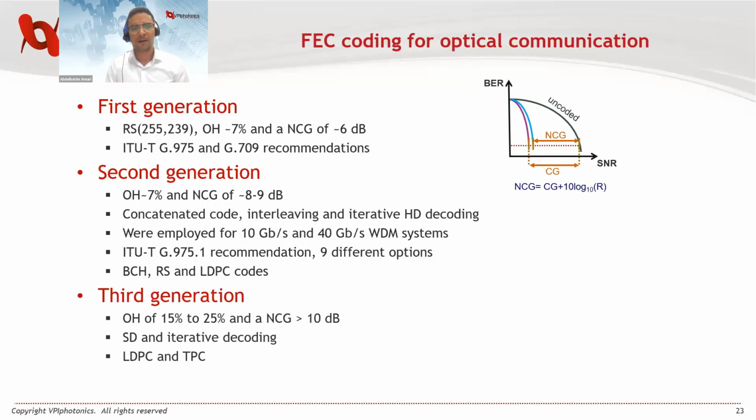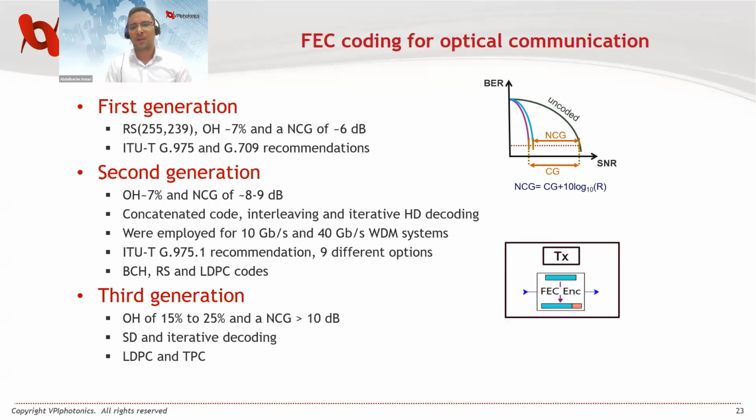The third generation allows higher overhead, 15% to 25%, with higher coding gain of more than 10 dB net coding gain. And it uses soft decision with iterative decoding. Soft decision decoding provides better performance in comparison with hard decision, up to 2 to 3 dB gain, but with high complexity. So we have the trade-off between complexity and performance. And recent research works focus on the region between hard decision and soft decision, having complexity close to hard decision with a gain close to soft decision by using some soft information. The types of codes used in this third generation are the LDPC codes and turbo product codes.